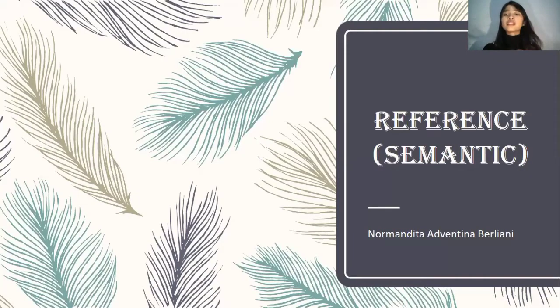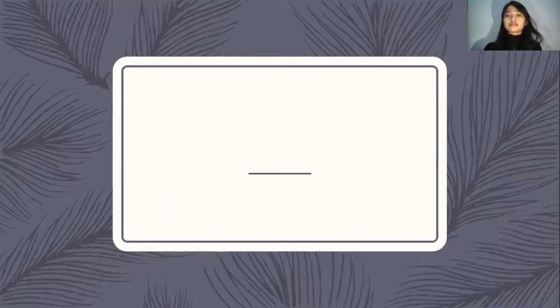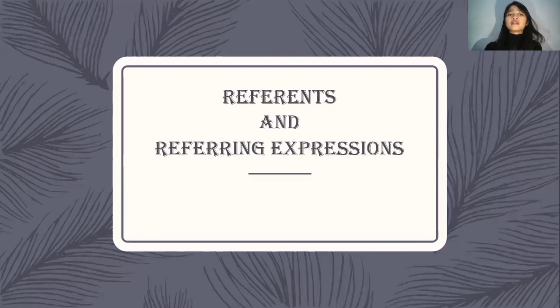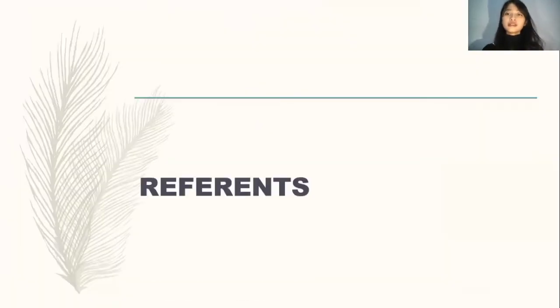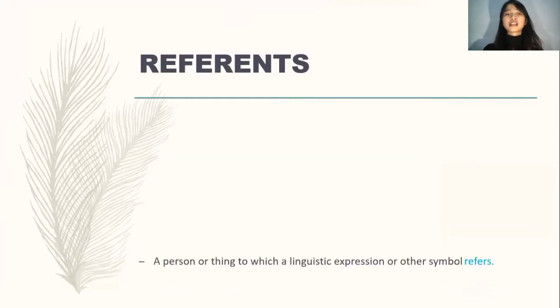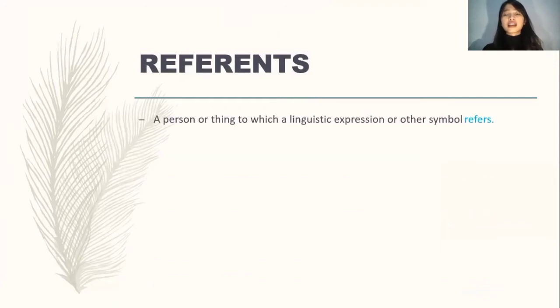As I said before, in this video, I'm going to talk about reference in semantics. The first one, we're going to know what reference and referring expression are. Reference means a person or thing to which a linguistic expression or other symbol refers. A reference is the relationship between parts of language and things outside the language.